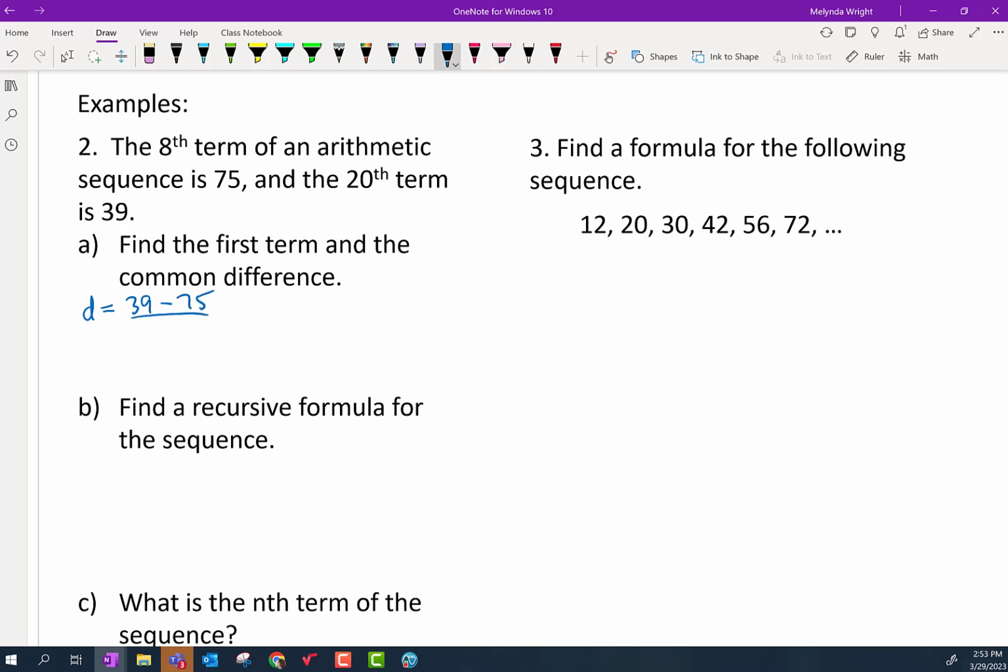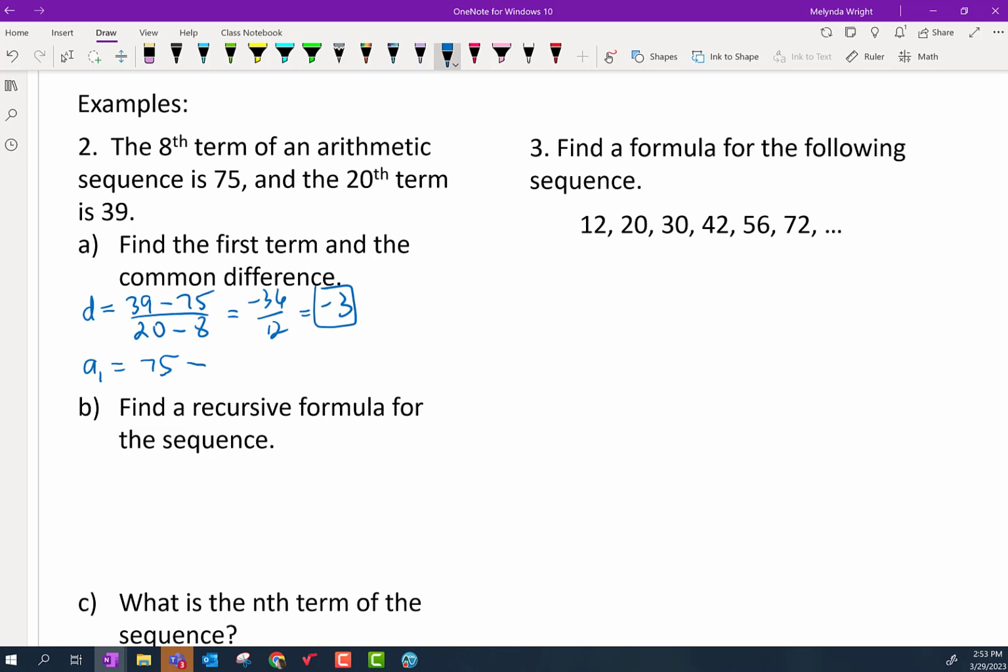So I would do 20 minus 8. We do our arithmetic, negative 36 over 12, which reduces to negative 3. So my common difference is negative 3. Okay, so let's work on the first term. On the first term, I'm taking 75. I just chose that one at random, 75.